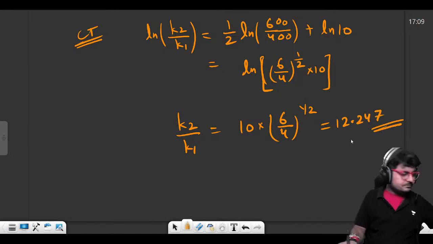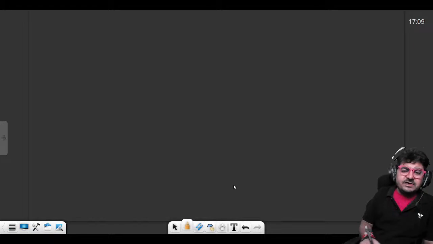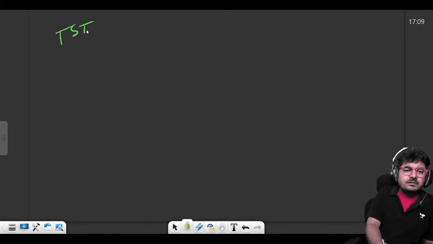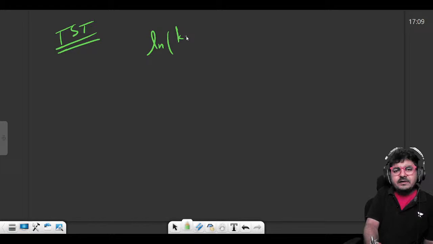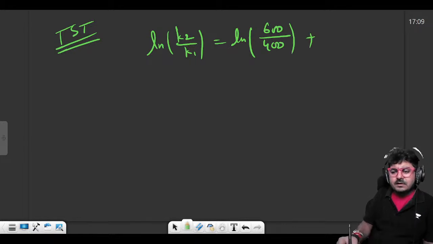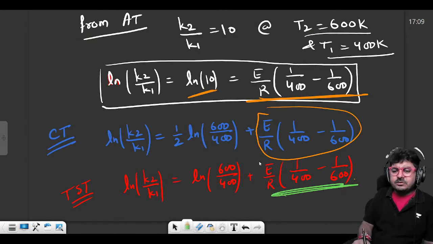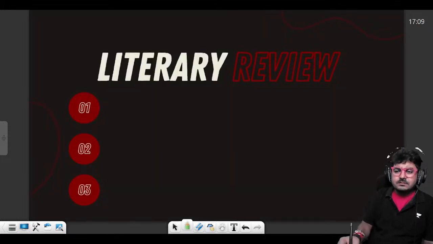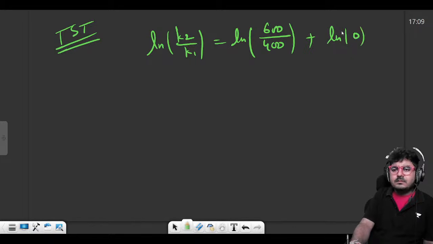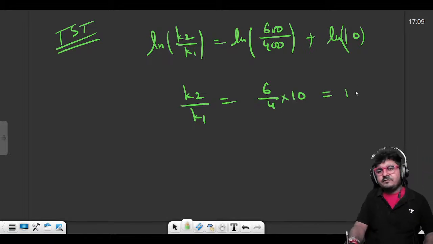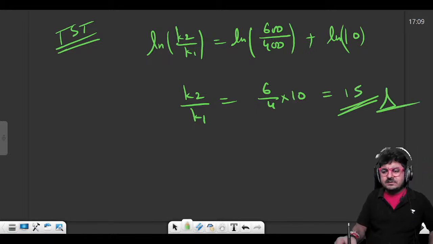12.247. Okay. In the same way, you can check for transition state theory. ln(K2/K1) is equal to ln(600/400) plus E by R, equal to this. And you know this value is equal to ln 10. So you can see K2 by K1 will be equal to 6/4 multiplied by 10. That is 15. So this is the answer.